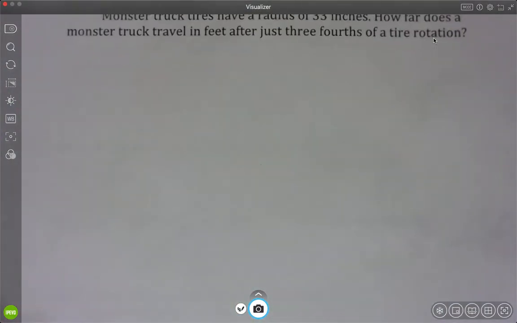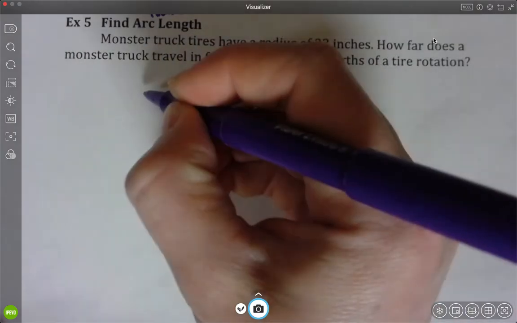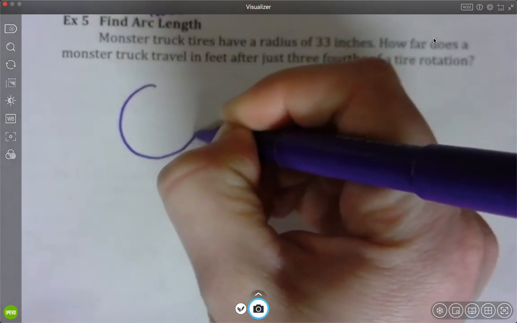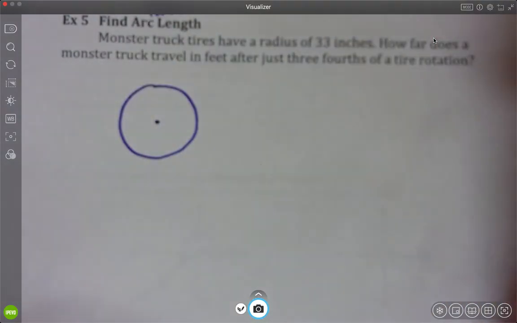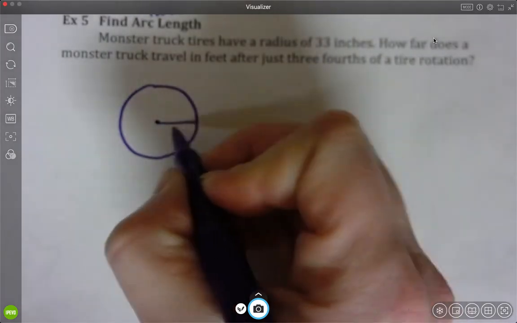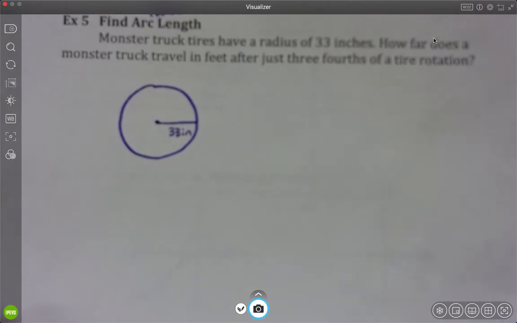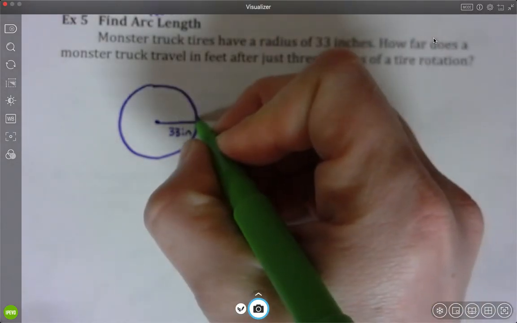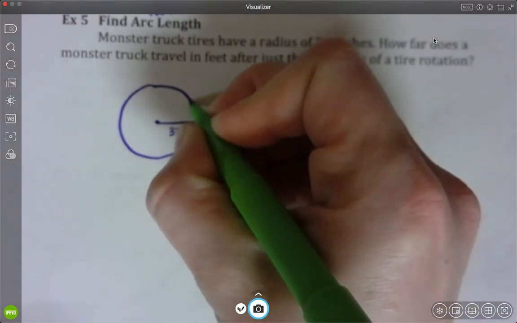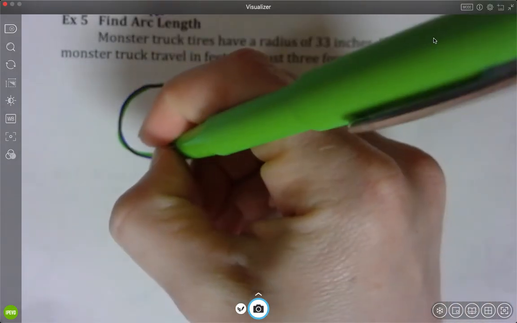All right, so monster truck tires have a radius of 33 inches. So I'm going to draw this circle right here. Here's my monster truck tire. That's a pretty decent monster truck tire. There's the center, and the radius is 33 inches, so I'm going to label it 33 inches. How far does the monster truck travel in feet after just 3/4 of a tire rotation? So 3/4 would be like going from here all the way around to here. That's 3/4 of a rotation from here all the way around to there.